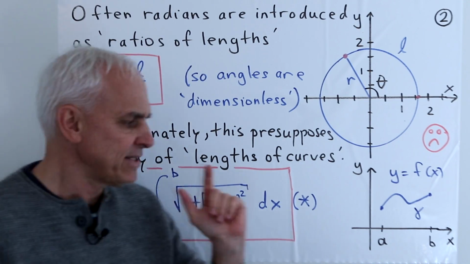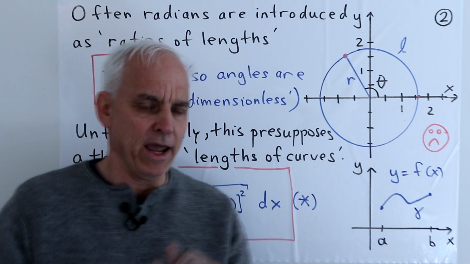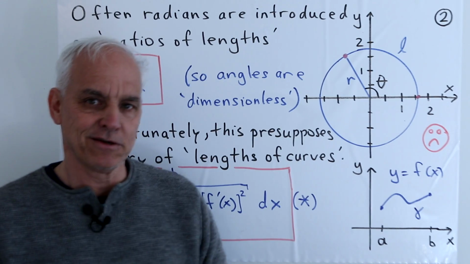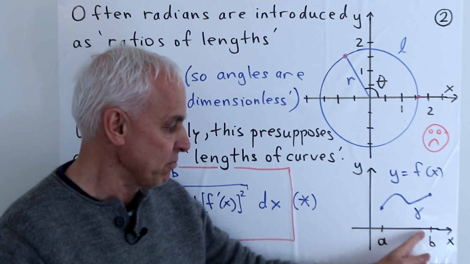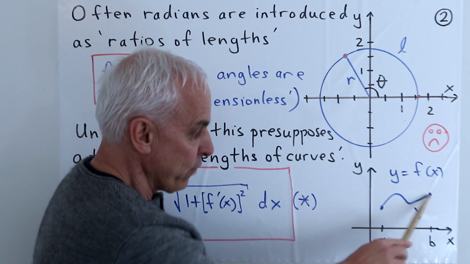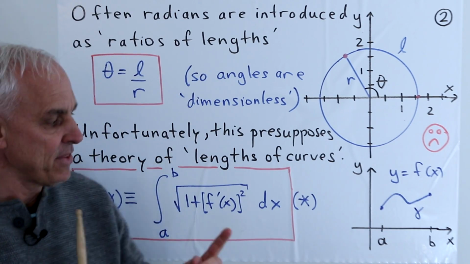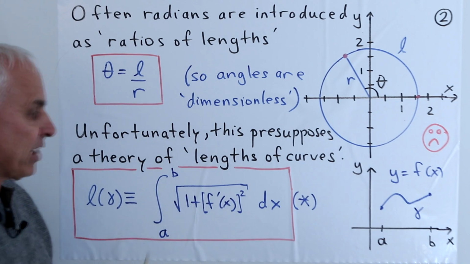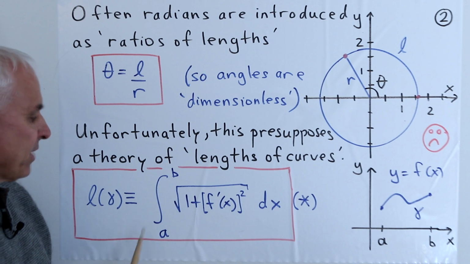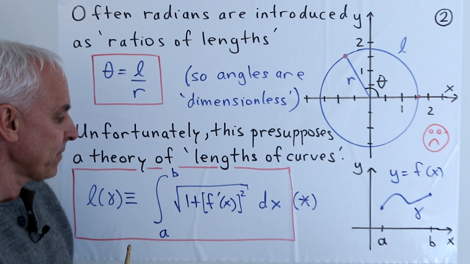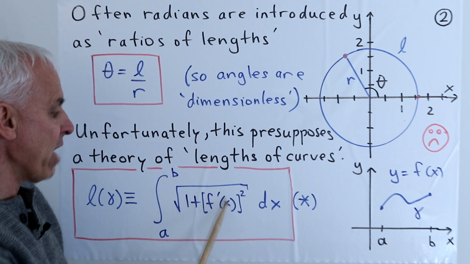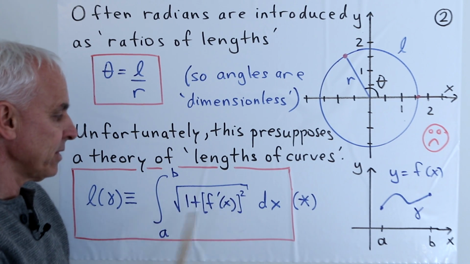They generally see it only in a rather limiting way, though. So if you have, for example, a function, like y equals f of x, on some interval a to b, the x-axis, defining a curve gamma, then the standard definition for the arc length of that curve is given by this. L of gamma is the integral from a to b of the square root of 1 plus f prime of x all squared dx.